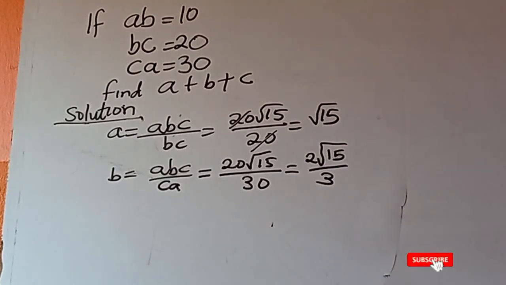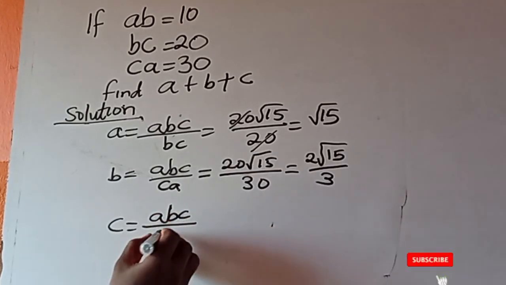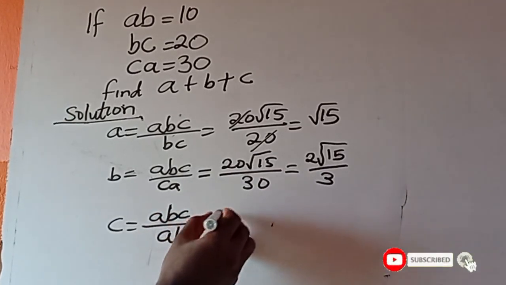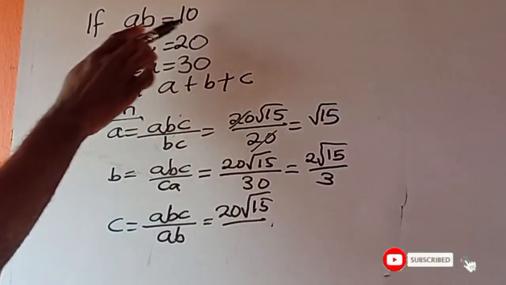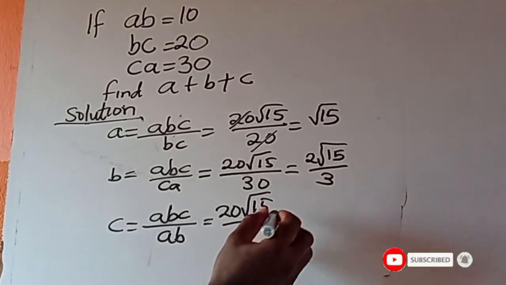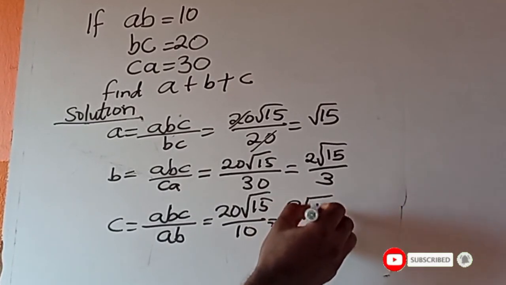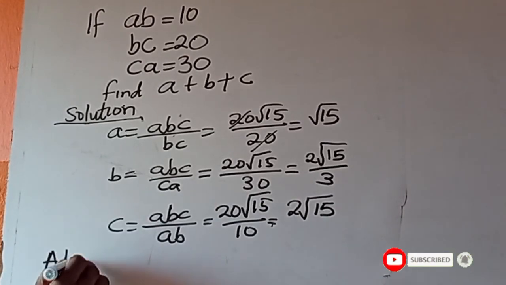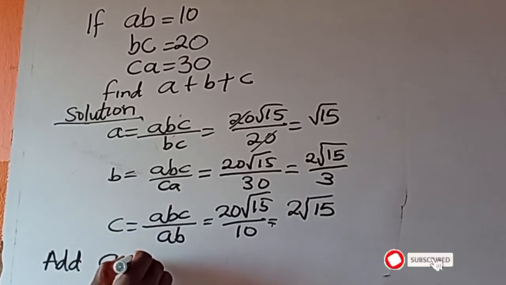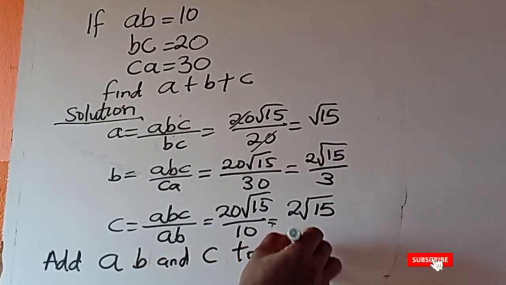Then we go to C. If you want to find C, C equals ABC over AB. Now let's move, we have ABC equals 20 root 15 all over 10. 0 cancels 0. We have 2 root 15 as your final answer for that one. So we know our A, B, and C. Don't forget, we want to add A, B, and C together.